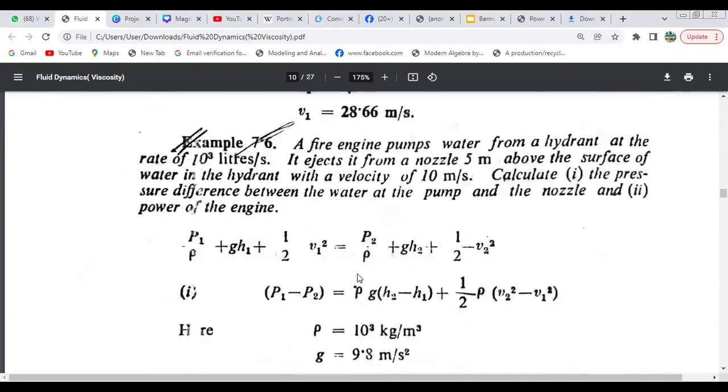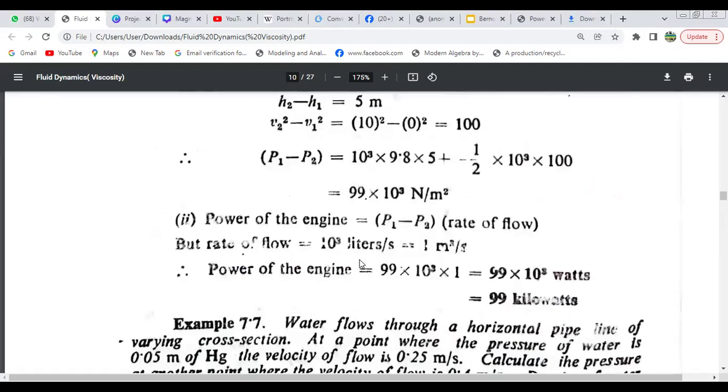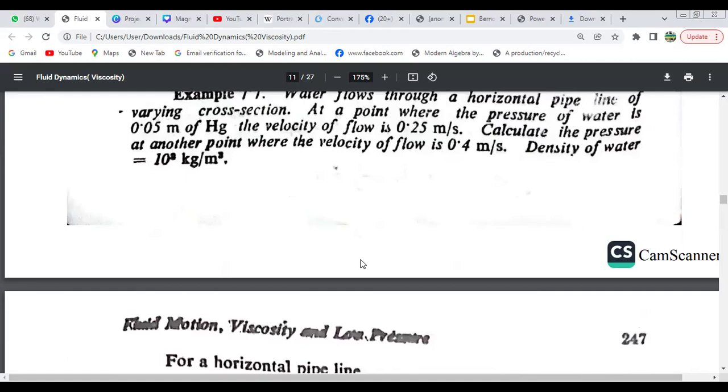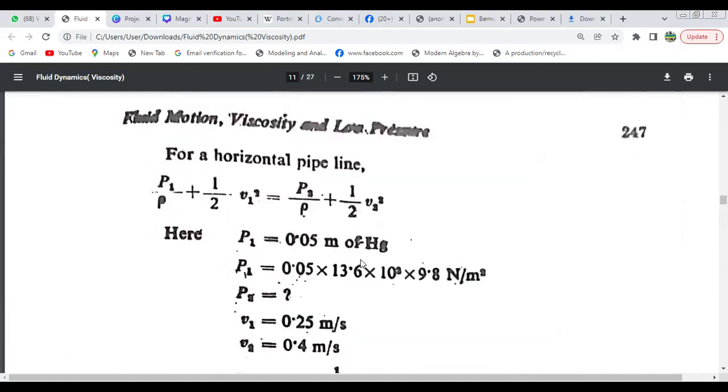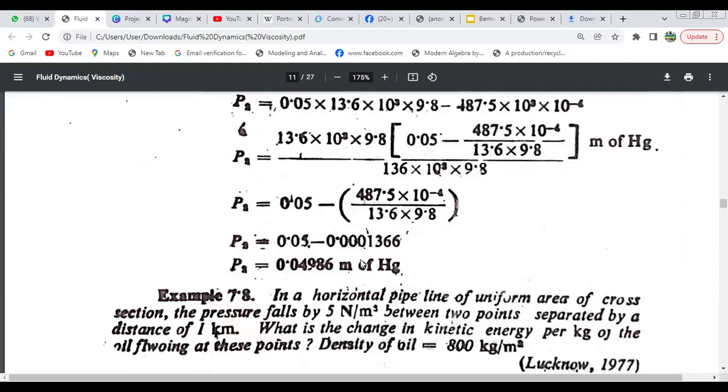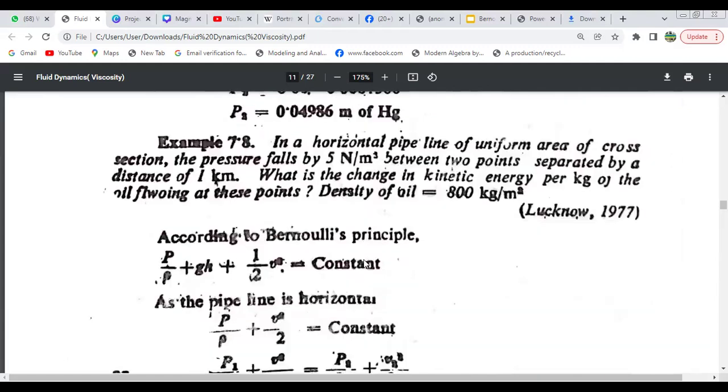Similarly, this is another example for you. This is left for you. This is also another example left for the reader. Same formula for the horizontal pipeline. This is another example of Bernoulli's principle or Bernoulli's equation.